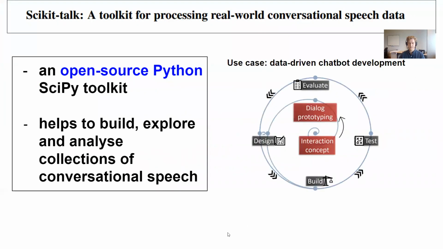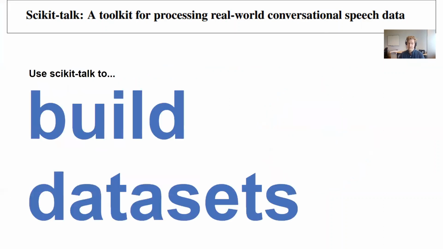Scikit-Talk, an open source Python SciPy toolkit to help build, explore, and analyze collections of conversational speech. Tailored to the research and development community, one possible use case that we had in mind is data-driven chatbot development, where researchers explore natural conversational data to learn about how people communicate in the real world. Then come up with interaction concepts or dialogue prototypes, which would then feed into a design, build, test, and evaluation cycle.